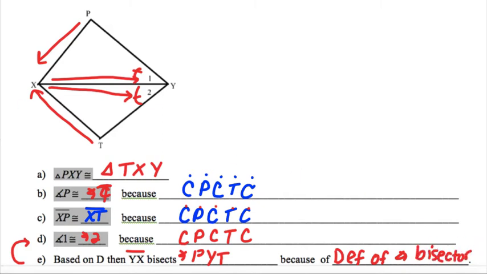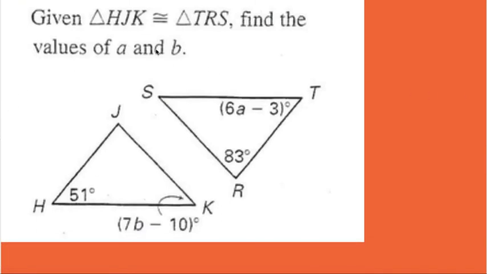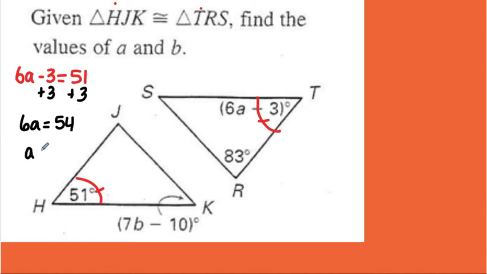All right, last thing I want to do. I give you a triangle. I tell you there are two triangles. I tell you they're congruent. Now I can use that to find the different measurements of angles. So if I know that angle H is congruent to angle T, then I know that these angles are congruent. So 6A minus 3 equals 51. Mark those diagrams, don't forget. So I'm going to add 3. So 6A equals 54, so A equals 9.